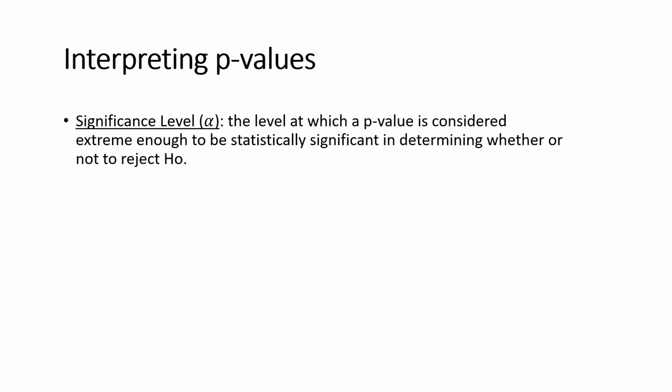All right, now we say when P is low, reject the H0. Well, how low is too low? So that's where the significance comes in. Significance level is denoted as alpha. This is the level at which a p-value is considered extreme enough to be statistically significant. For us, we typically use a significance level of 0.05.